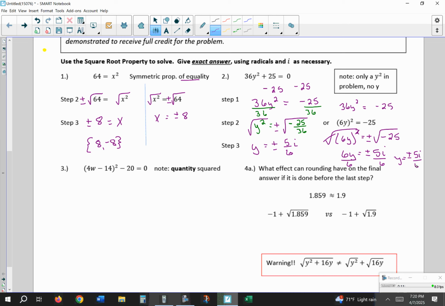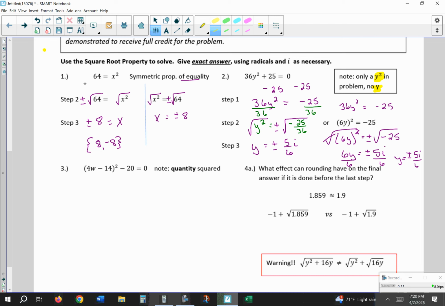So same answer, just two different options on how to get there. Now, my little note over here to the side. So this is where I want to start emphasizing. This problem has just a y square. It doesn't have a single y.